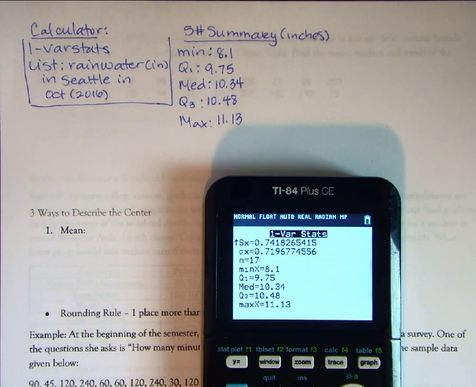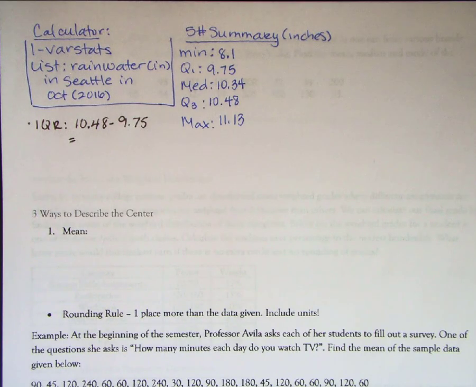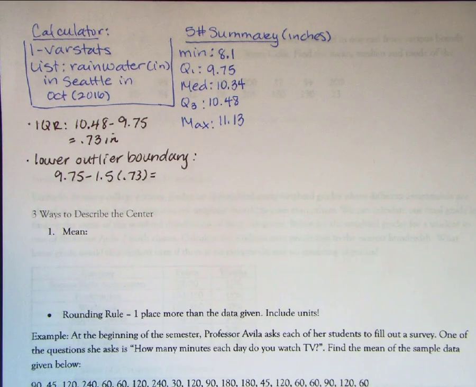I'm going to need to now use my Q3 and my Q1 value to be able to find my IQR and my lower and my upper outlier boundaries. So my interquartile range is the 10.48 minus 9.75 value. This gives me a range of 0.73 inches between my first quartile and my third quartile.